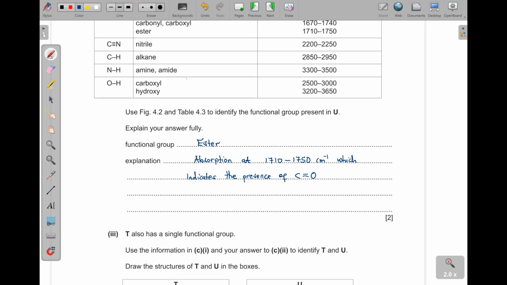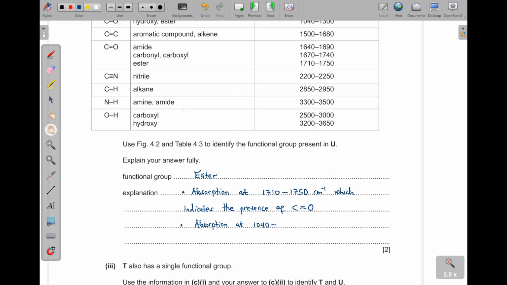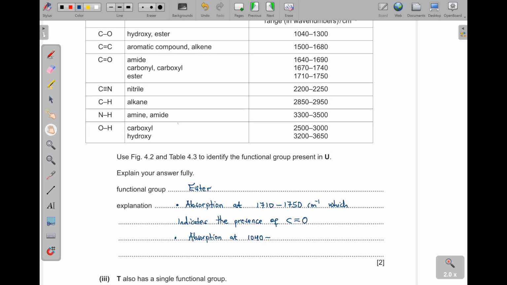So I can also add on and say that there is another absorption at 1040 to 1300, which indicates the presence of the C-O bond, like that.